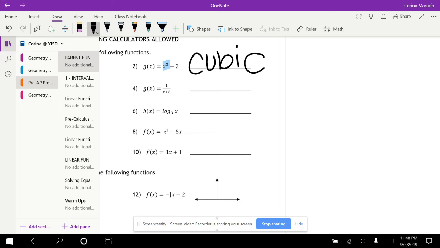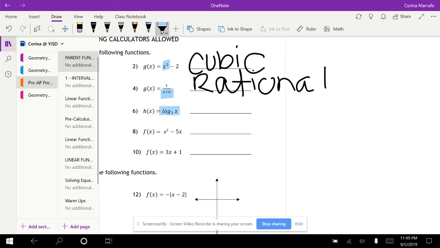Okay, the next one. Here we have 1 over x plus 6. Because we have a fraction here, that is my biggest hint that this is a rational function. Rational. The next one says log base 3. So right away we see a log. That's a log function. And I'm going to abbreviate function also.